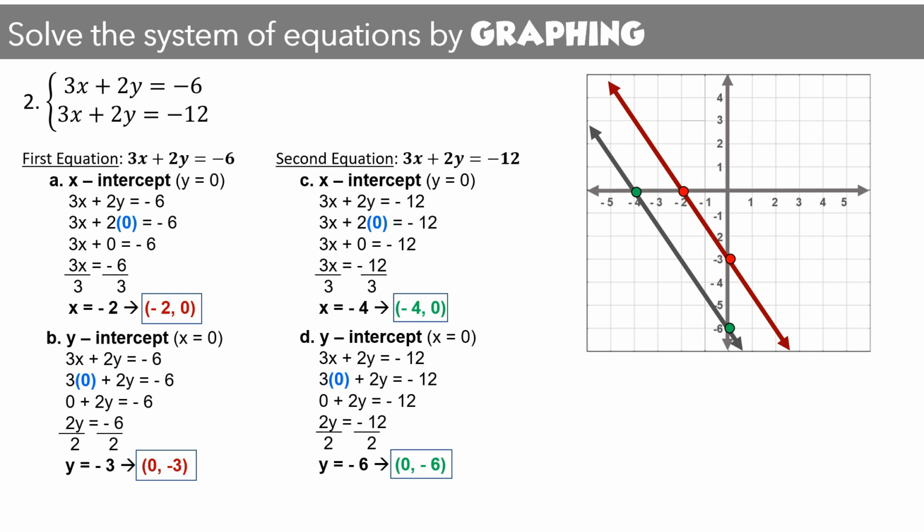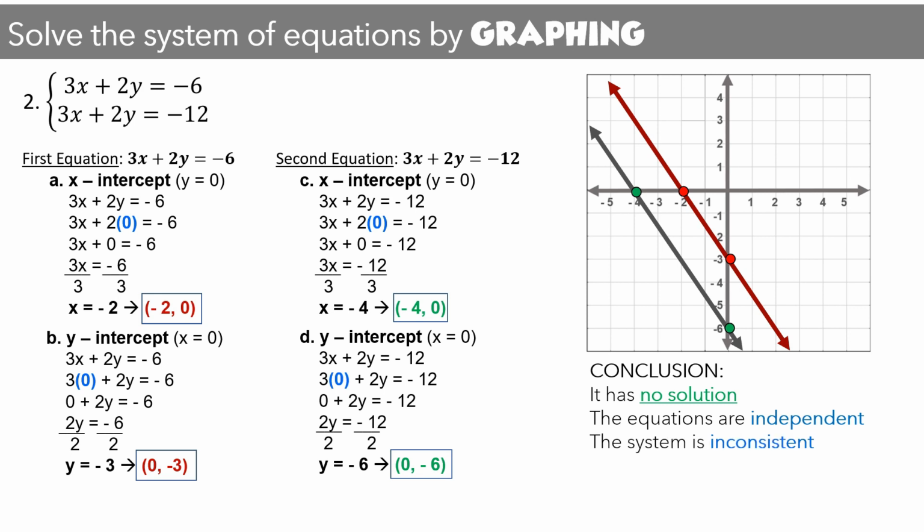And as you can see, the result is parallel. Therefore, for the conclusion, this system of equations has no solution since they are parallel lines. They have no intersection point. Then the equations are independent and the system is inconsistent.